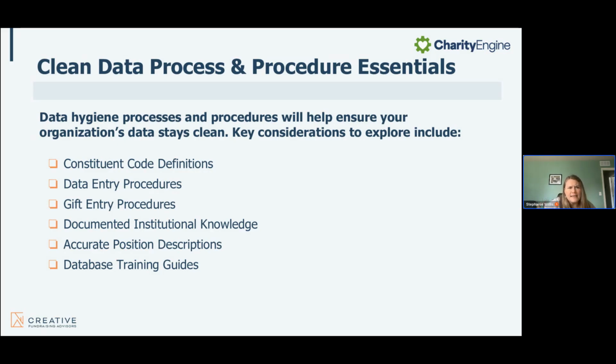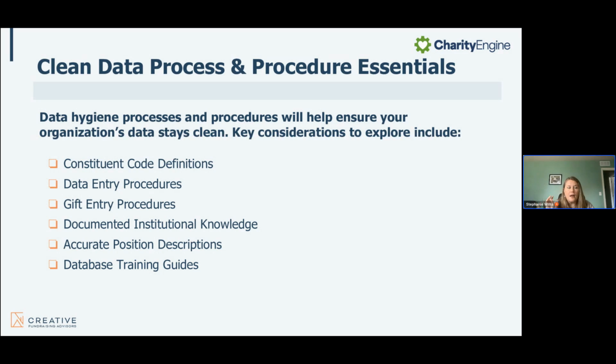Then data entry procedures. This is probably so hard because it's so hard to take the time to actually do it. But I was a shop of one and work had to stop when I was gone. So I wrote up a procedure about how to keep the lights on. And also, not only if I was gone, but what are those things that, again, help us keep it clean? So data entry procedures could be, we document addresses always like this, so that there is something somebody has to follow.